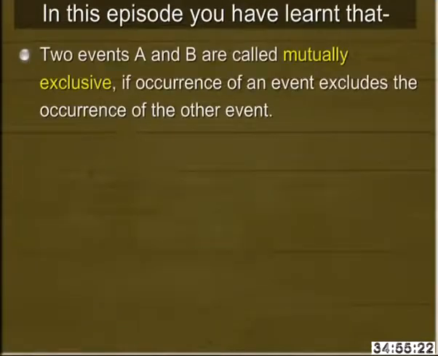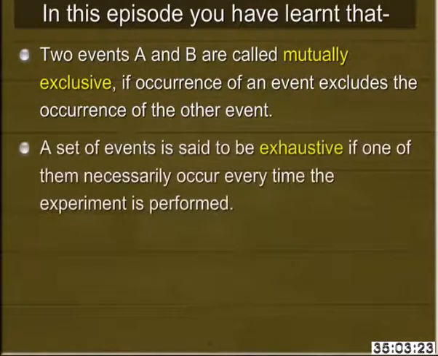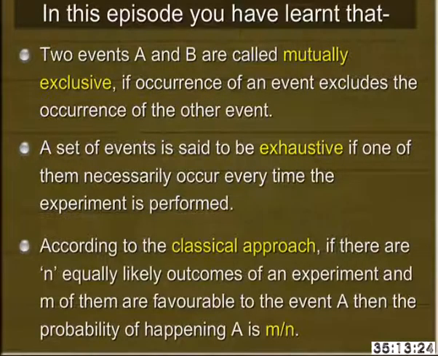Two events A and B are called mutually exclusive if occurrence of an event excludes the occurrence of the other event. A set of events is said to be exhaustive if one of them necessarily occurs every time the experiment is performed. According to the classical approach, if there are n equally likely outcomes of an experiment and m of them are favorable to the event A, then the probability of happening A is m by n.